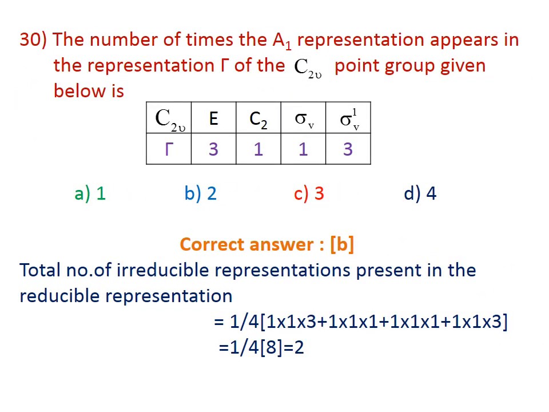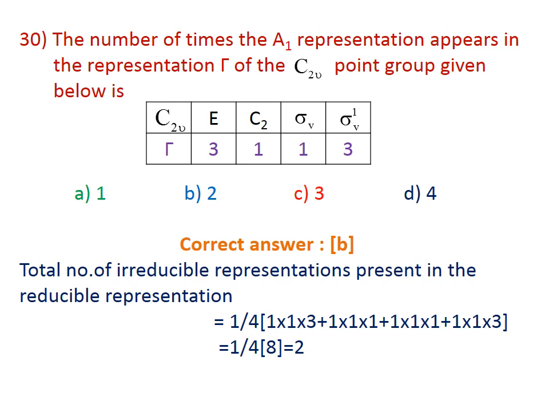Question number 30. The total number of times the A1 representation appears in the reducible representation of the C2v point group given below. Here, in the C2v character table, gamma is 3, 1, 1, 3, which is a reducible representation, and the A1 irreducible representation is 1, 1, 1, 1. We have to find the number of irreducible representations present in the reducible representation. For that, you have to use the formula 1 by h into the summation of the character of the reducible representation into the character of the irreducible representation. The order of the group is 4.